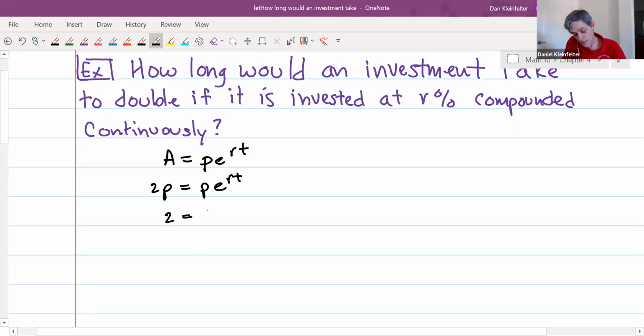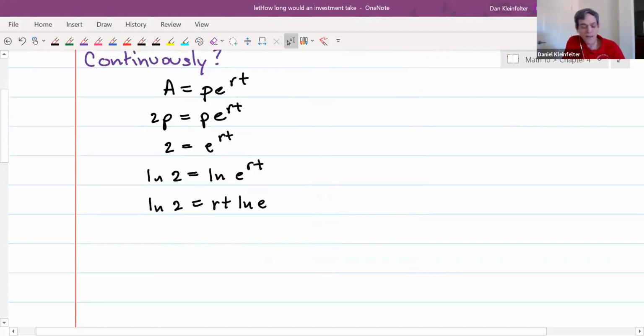So then 2 is equal to e raised to the RT power. And then R and T are the two variables here, and we want to solve for T as a function of R. So we'll take the natural logarithm of both sides. Once again, I'm using the natural log because the problem has an e in it. So we'll have natural log 2 equals RT natural log e. The natural logarithm of e is just 1. Natural log 2 is equal to r times t. So solving for t will be natural log 2 over r.